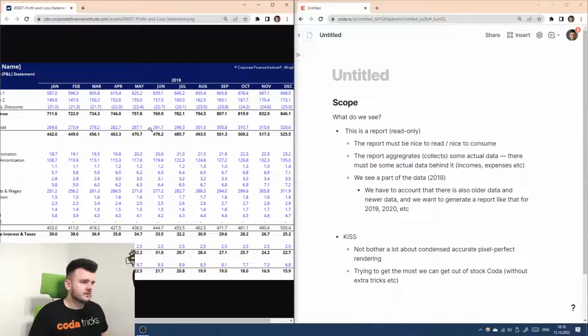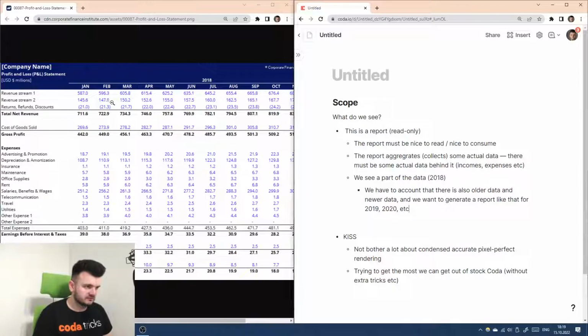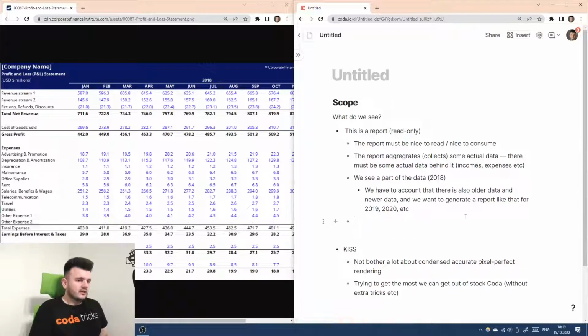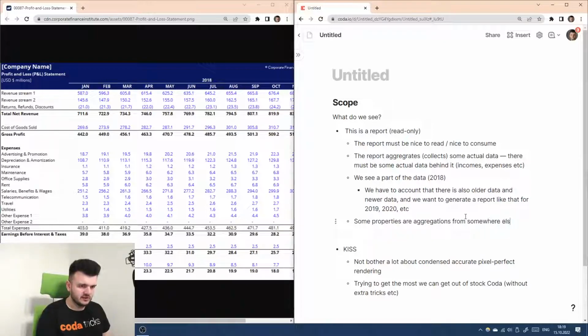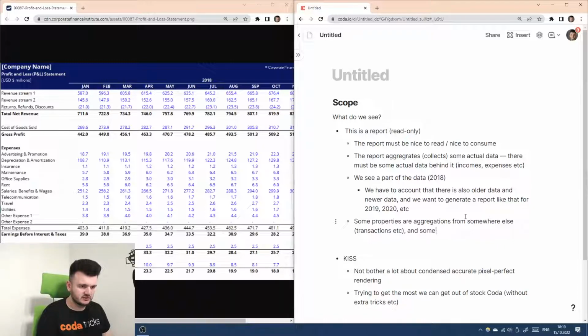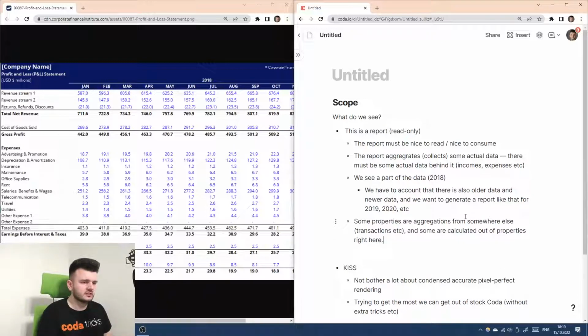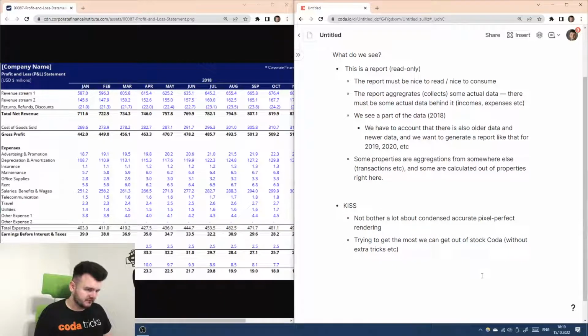And actually, it's good that I thought of that right now. So we only see a part of the data. Speaking of the timeline, speaking of the properties, we probably see what we want to see. So there's nothing else to this. And if there is, we just add more calculations to it. Some properties are aggregations from somewhere else, transactions, etc. And some are calculated out of properties right here. Which shouldn't be a problem for us. We keep it simple.